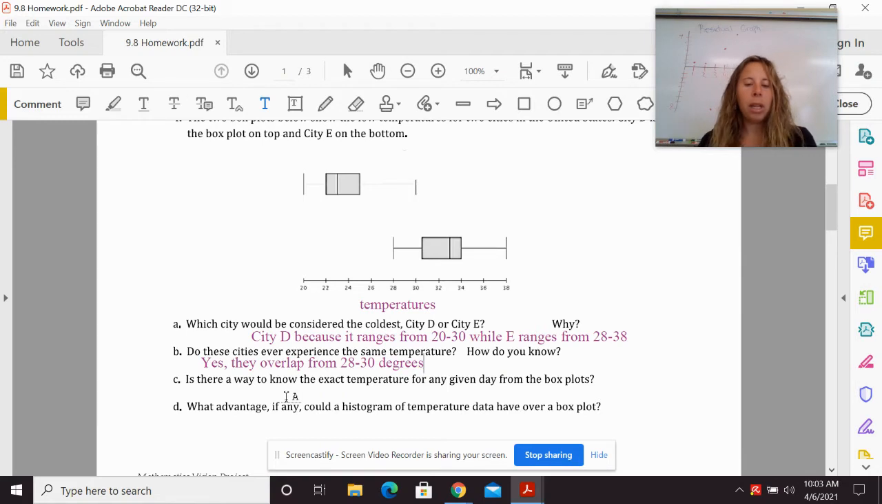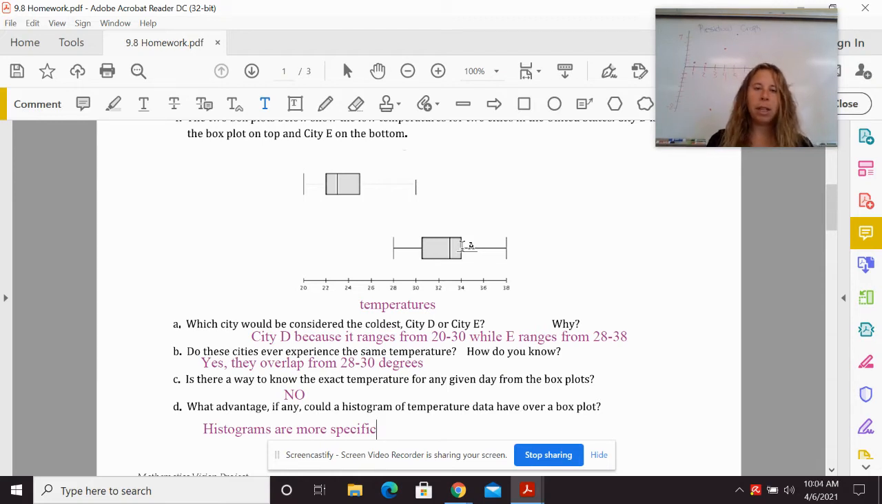And then, what advantage, if any, could a histogram of temperature data have over a box plot? Okay, so instead of showing this in a box plot, what if I created a histogram? Generally, histograms are just going to be more specific. These show the general temperatures.